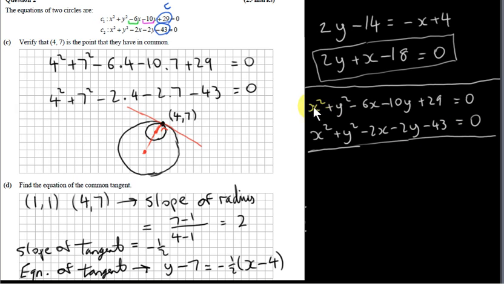So we take x squared, subtract x squared, that gives us 0. Y squared minus y squared is 0. Minus 6x minus minus 2x, that's the same as minus 6x plus 2x, which is minus 4x. Minus 10y minus minus 2y is minus 8y. 29 plus 43 is plus 72. 0 minus 0 is 0.